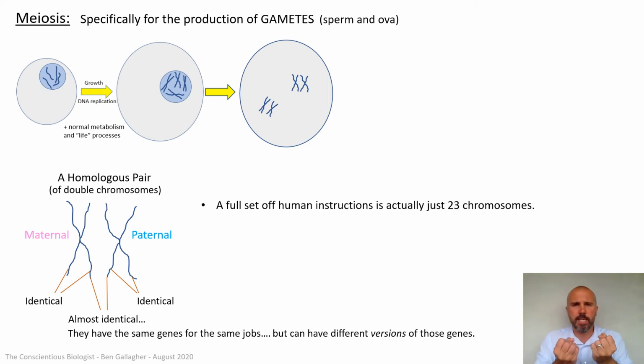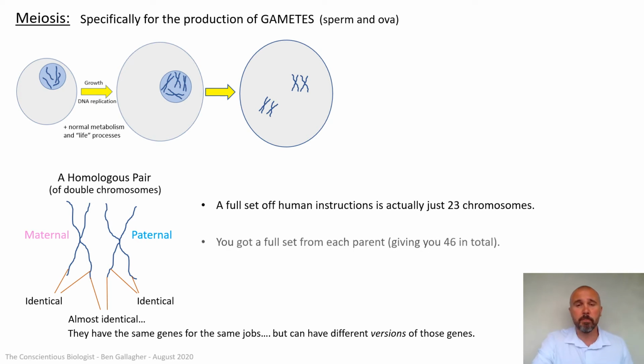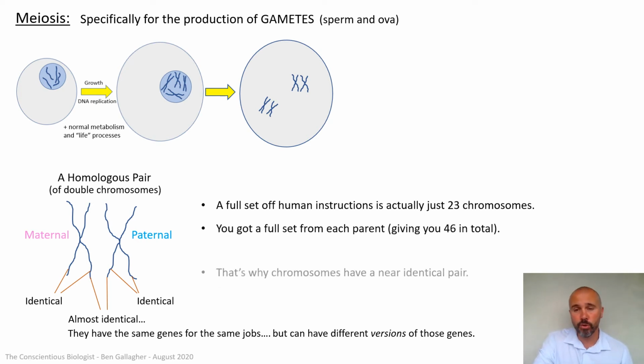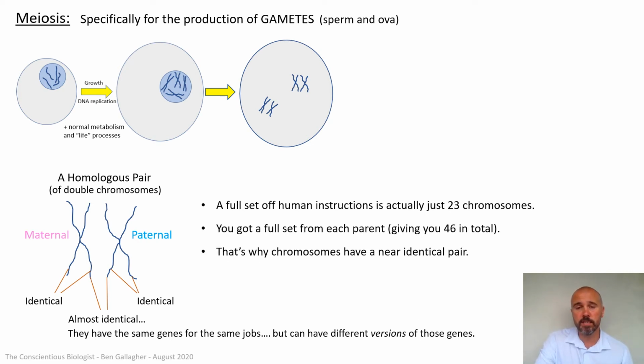So I get two full sets, hence why half my chromosomes are maternal, from my mother, half are paternal, from my father. So that's why I've got homologous pairs, because they come from both of my parents. So you've got a full set from each parent, giving you 46 in total. That's why chromosomes have a near identical pair, because you've got your maternal one and your paternal one.